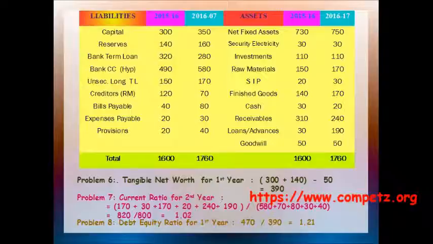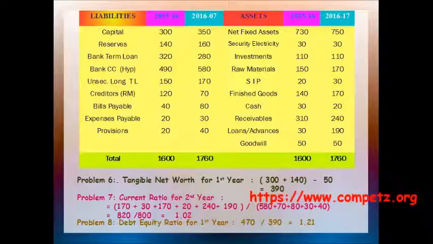Now we will read out the asset side. So in the asset side, starting with the net fixed assets, 730 for first year, 750 for second year. Then comes your security deposit, 30 for first year, 30 for second year. Investments, 110 for first and second year respectively. Then comes your raw materials, 150 for first year, 170 for second year. Stock in progress, 20 for first year, 30 for second year. Comes your finished goods, 140 for first year, 170 for second year.